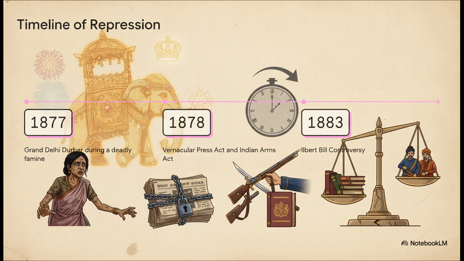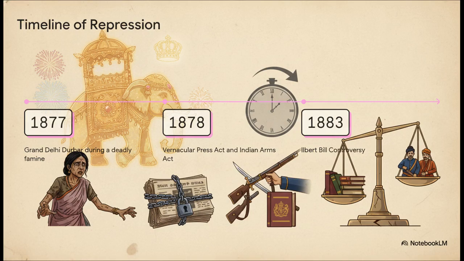In 1877, Lord Lytton hosted the Grand Delhi Durbar. He spent an obscene amount of money to crown Queen Victoria the Empress of India, while at that exact same time, a horrific famine was starving millions of Indians to death. Talk about a grotesque display of apathy, right?